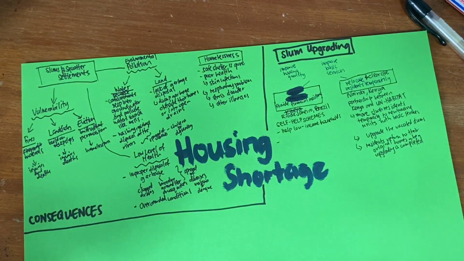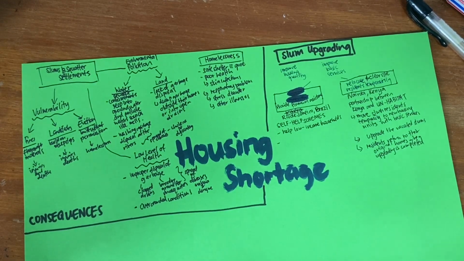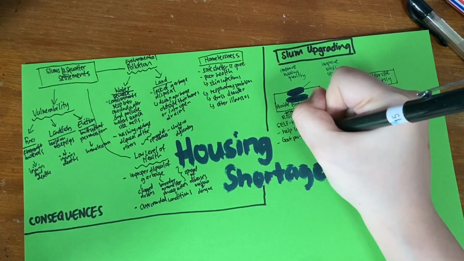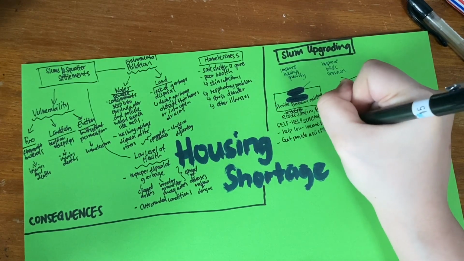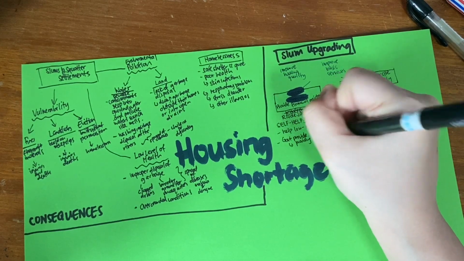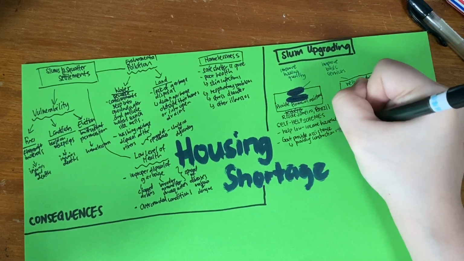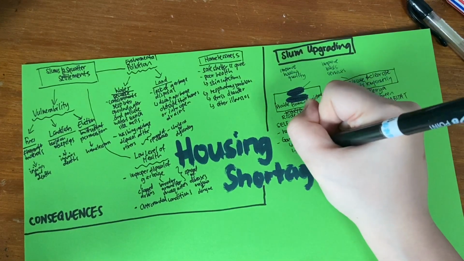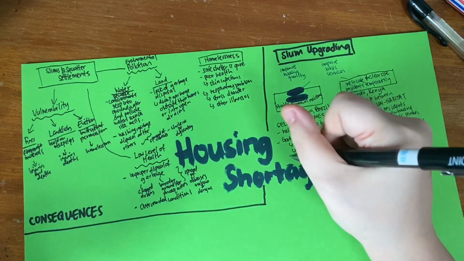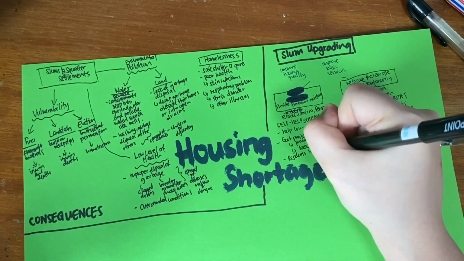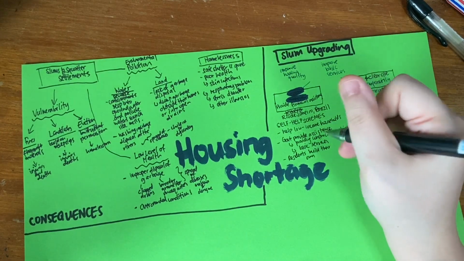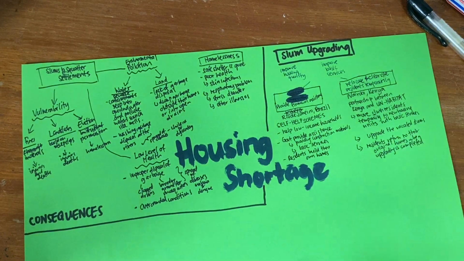So instead of relocating them somewhere and then helping them to upgrade their own slums, what they do is the government (GOVT means government) provides assistance through things like providing construction materials and providing the basic services. And then the residents build their own homes. They upgrade their own homes.